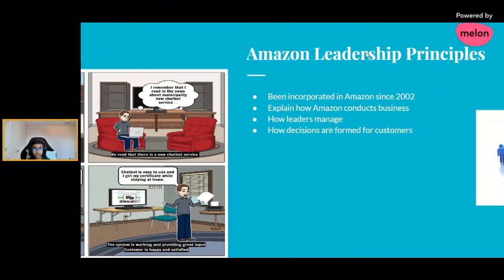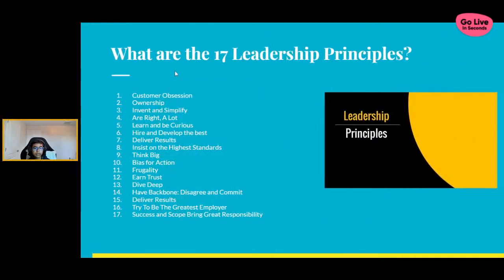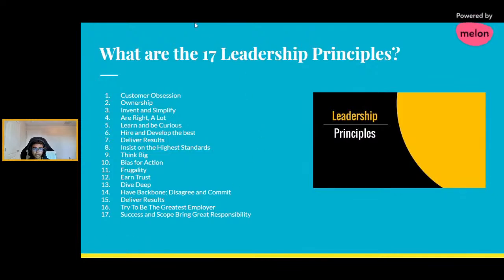Alright, so next let's discuss the Amazon leadership principles. This has been incorporated in Amazon since 2002, and it explains how Amazon conducts their business. It explains how leaders manage, and it explains how decisions are formed for customers. So here are the 17 leadership principles. We're going to be discussing each, and all of them work together for optimal leadership.